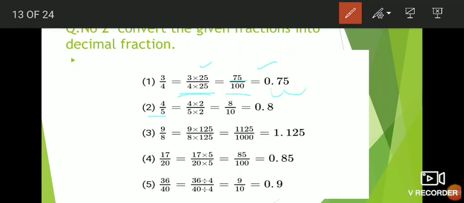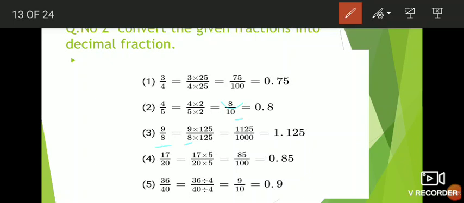Now here also see, 4 upon 5 is there. In the 5 table, 10 is there, so 5 2s are 10. Multiply the same number to the numerator also. Okay, 4 2s are 8, one digit is there, so take one digit from the right to the left, that is 0.8. Okay, and the next, third one, see students, 9 upon 8 is there.